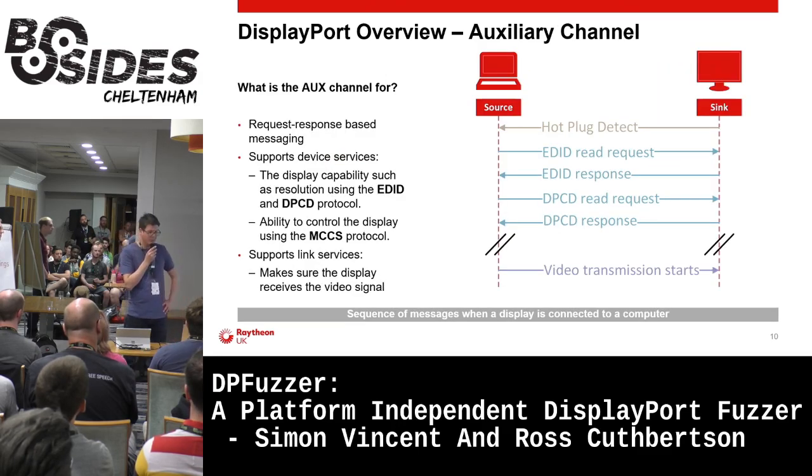So what is the auxiliary channel for? Well, this sequence diagram contains some of the messages found on the auxiliary channel when you connect to a display. Hot plug detect triggers a software interrupt. The graphics driver will make a read request, and the display will respond with some data which is parsed by the graphics driver. And this data includes EDID, or display capability information, such as resolutions, etc. And when setup is complete, video transmission starts.